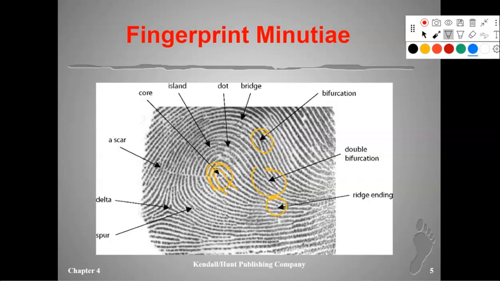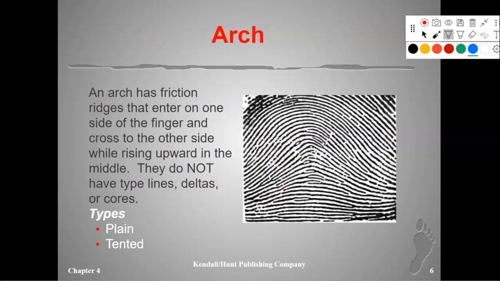And a delta is something you need to be able to find. A delta, and this one is right here. You can see it's where these lines kind of come together but then don't cross. I always think it's kind of like a triangle. All right, so 3 types.